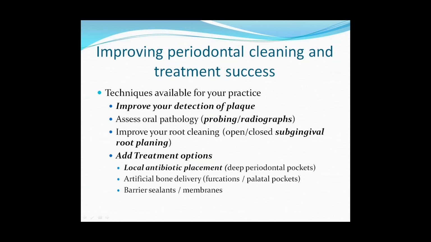And there's two ways of treating that pocket and avoiding it just filling up with hair and plaque again. One way is to use an antibiotic impregnated gel, such as Doxirobe or one of the compounded products. And then the other way is to use one of the artificial bone delivery systems, such as Consul or BioResorb as well. So hopefully this has given you an idea of ways you can improve your periodontal cleaning.